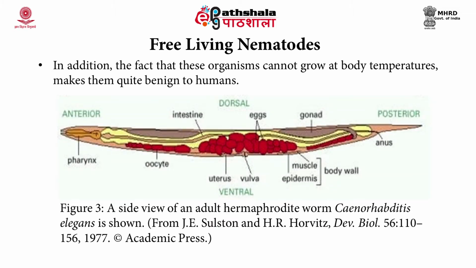A side view of an adult hermaphrodite worm Caenorhabditis elegans is shown in this diagram. The C. elegans has a simple anatomy with a small number of tissues and internal organs such as mouth, pharynx, intestine, gonads and collagenous cuticle. The various parts can be clearly observed in the diagram which shows pharynx, oocyte, intestine, uterus, vulva, eggs, body wall, gonad and the anus labeled from anterior to the posterior end.